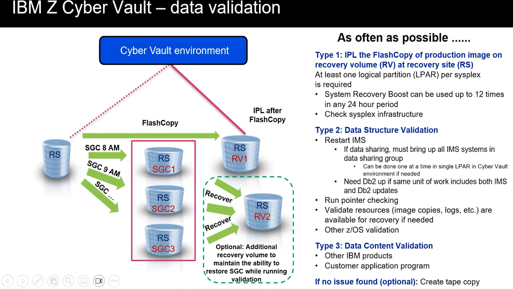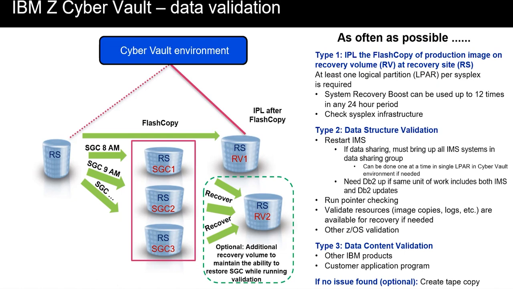Now, if I have applications that require consistency between IMS and DB2, then I need to make sure DB2 is up as well. I can also do validation of my resources to make sure I have what I need for recovery if needed, right? So to make sure that I still have my image copies, they haven't been destroyed. So I can do that kind of validation in the Cyber Vault environment as well. So I'm not just checking the status of my actual databases in my IMS system. I'm checking to make sure I actually have image copies that are available to me so that I can recover if I need to from this safeguarded copy.